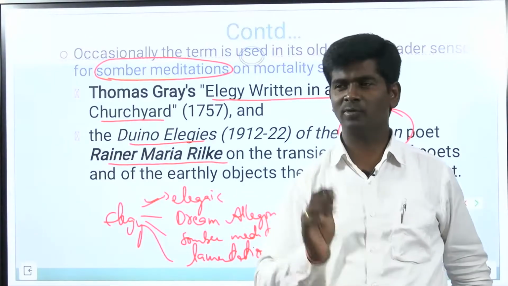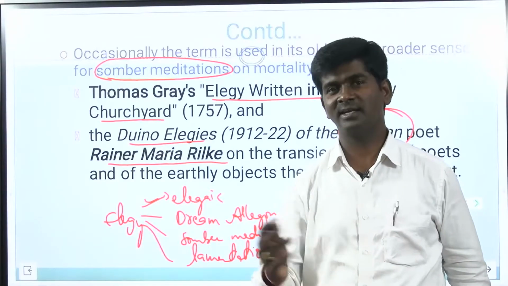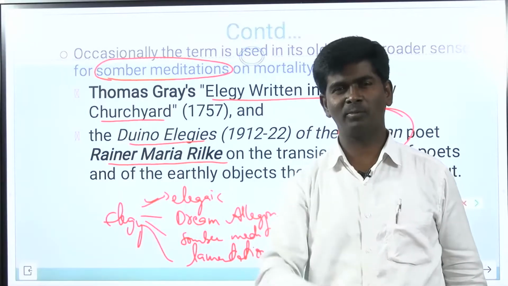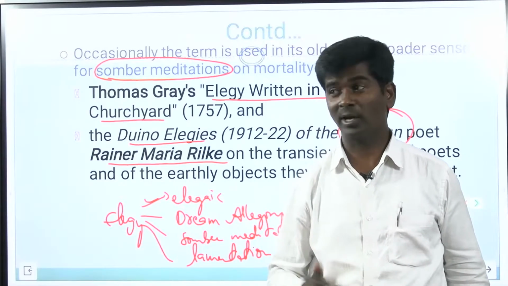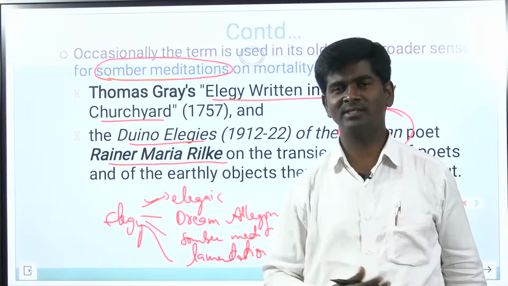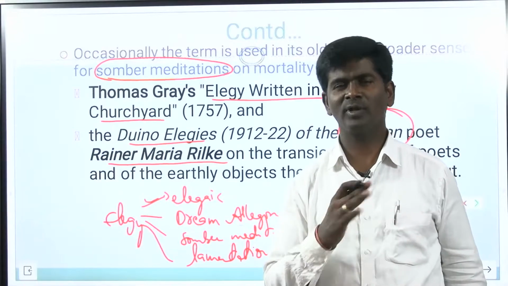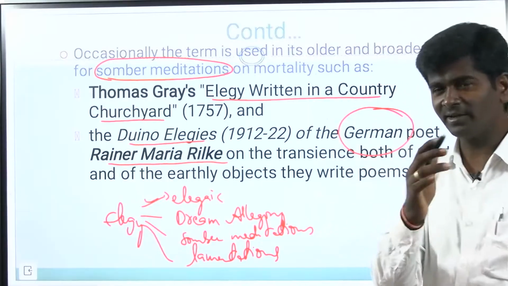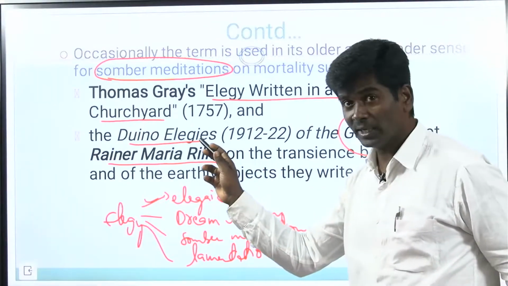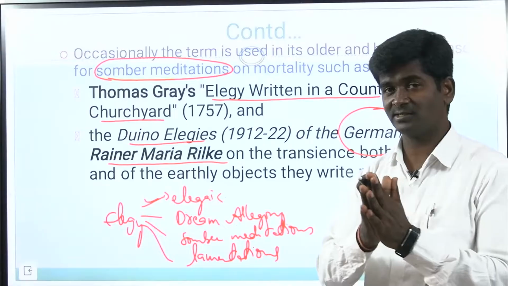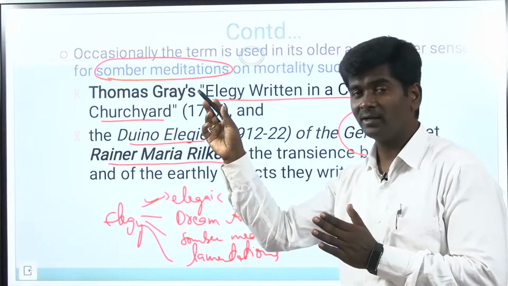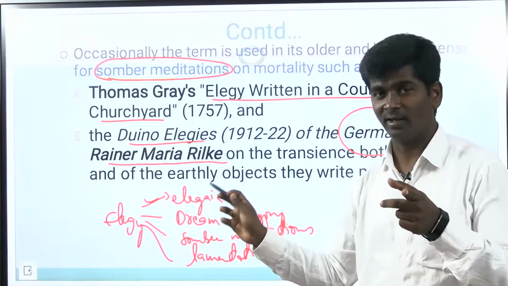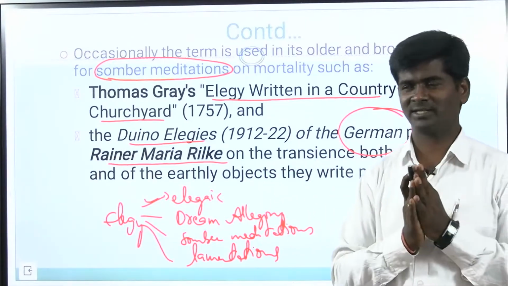You will get a bit like: who of the following is an Irish dramatist, a French writer, a German poet, an Italian poet and painter, a Scottish poet, a Scottish novelist? How are you going to say? Very important, my friends, if you are serious about clearing the NET examination. So, the Duino Elegies are a collection of elegies, examples of somber meditations, written by Rainer Maria Rilke, who was a German poet.